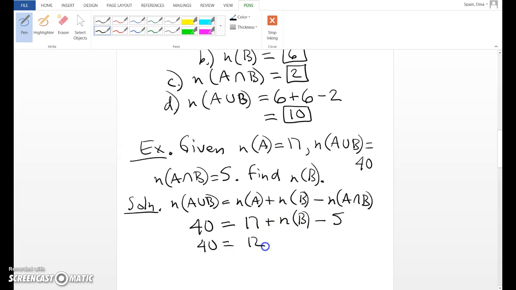So let's go ahead and solve this. 17 minus 5, I'll have a 12 over here. And if I want to find out the number of elements in set B, all I have to do is subtract the 12 from both sides. That gives me the number of elements in set B is 28. So in the homework in WebAssign, you'll have to do one similar to this. They'll give you everything else, then you'll have to solve for the number of elements in set B. But they'll give you enough information to figure that out.